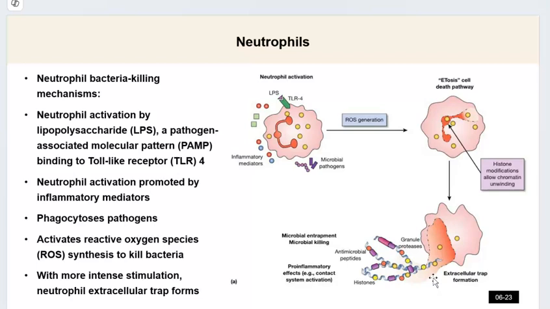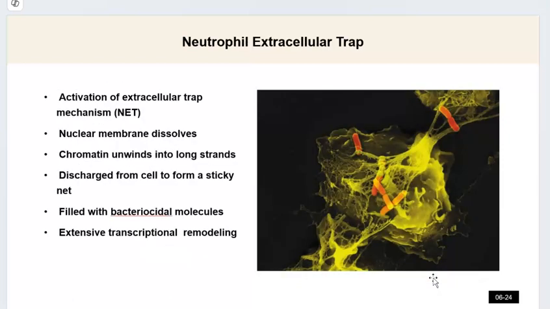Our innate immune response has to work closely with the inflammation process to get the job done, so to speak, and help bring the neutrophils to the area. This is a pretty cool thing that shows the neutrophil extracellular trap.